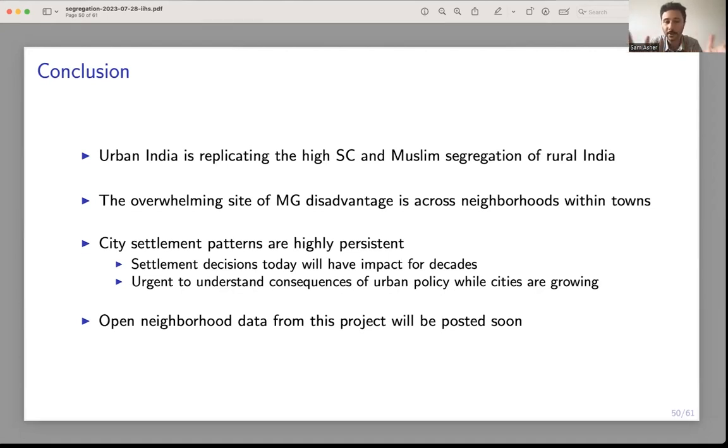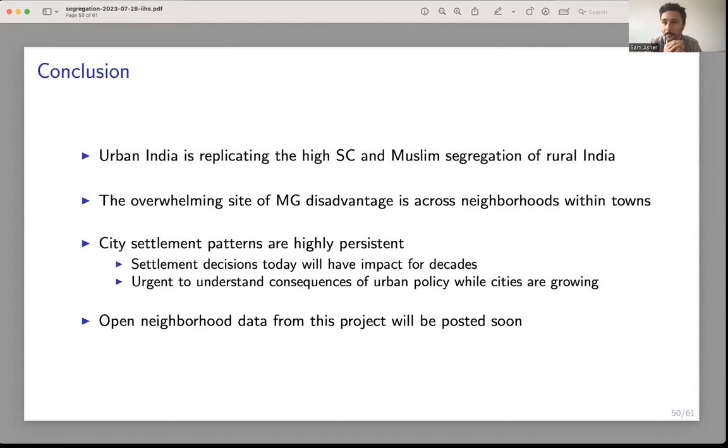We find that city settlement patterns seem to be highly persistent. We showed you that older cities and newer cities both have very high levels of segregation. When you build cities and when people settle them, they tend to stay in those areas. Neighborhoods that were Muslim 100 years ago are much more likely to be Muslim today. So as India urbanizes, as new cities are being built and rural areas are becoming urban, we want to be really thoughtful about how this process is happening, because the disparities that are laid down today are likely to affect people's lives for decades, for generations.